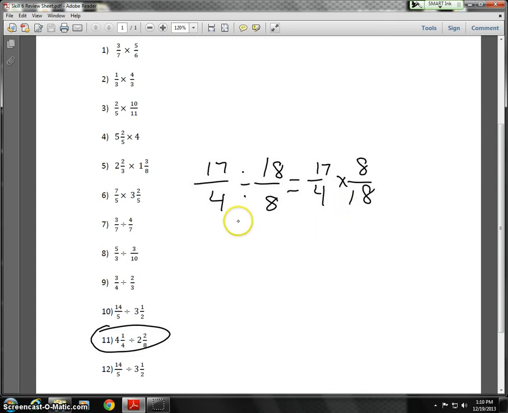Now we can try to reduce if possible. 4 goes into 8 2 times. And then if we look, we also have a 2 going into this 18. So 2 goes into that once, that goes into there 9 times. So we end up in the numerator 17 times the number 1, which is 17. Denominator is 1 times 9, which is 9. So it gives us 17/9. Rewriting that, we get 1 8/9 is our answer for number 11.